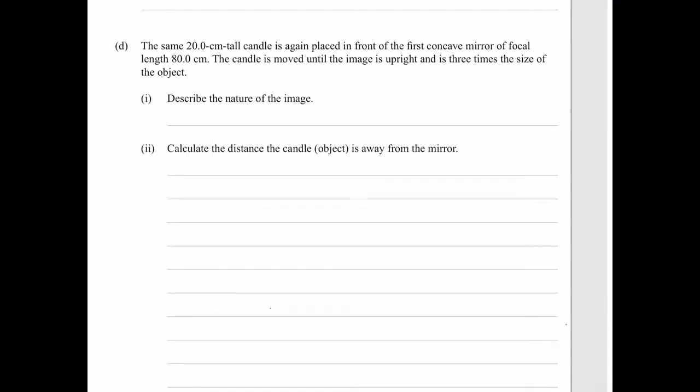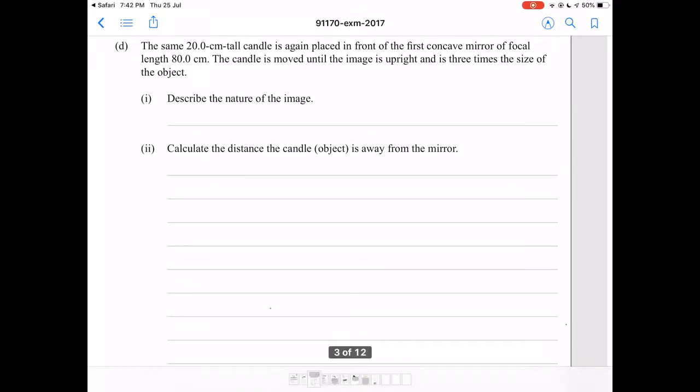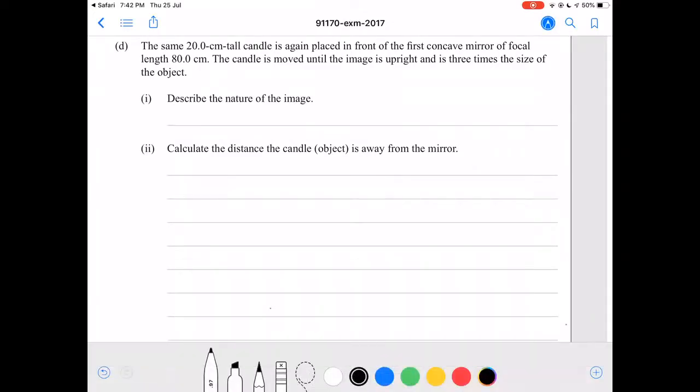The same 20 centimeter tall candle is again placed in front of the first concave mirror of focal length 80 centimeters. The candle is moved until the image is upright and is 3 times the size of the object. Describe the nature of the image. Okay, so the same as a concave mirror. So the image is upright and 3 times the size. So the nature of the image, because it's upright, therefore the image must be a virtual image. Virtual images are always upright. Calculate the distance the candle.